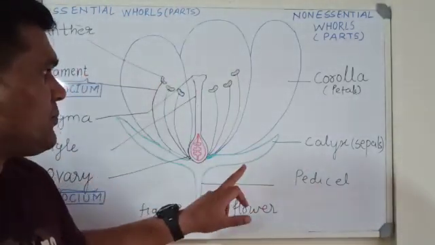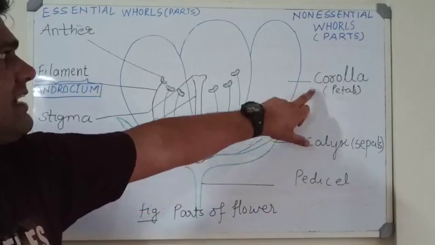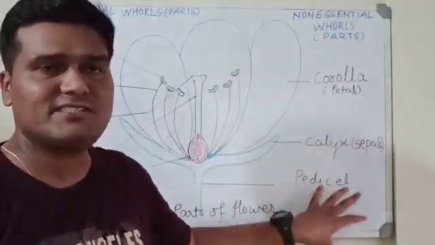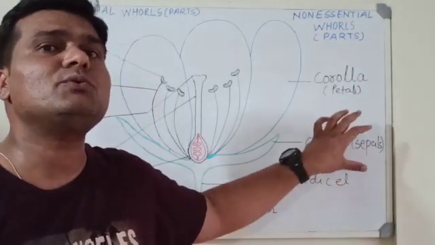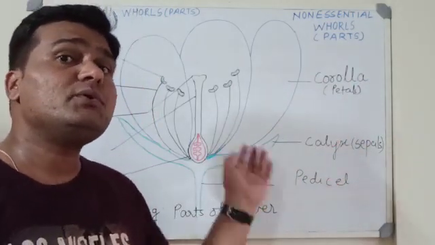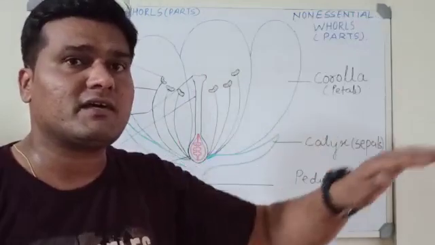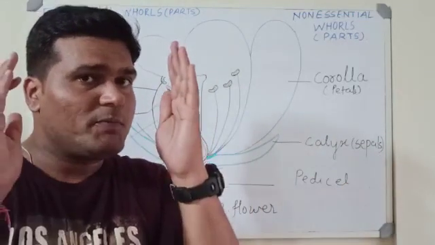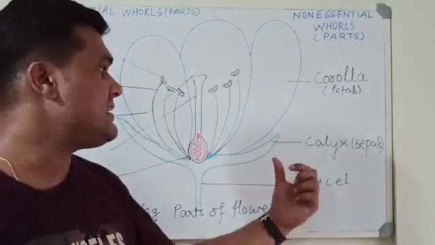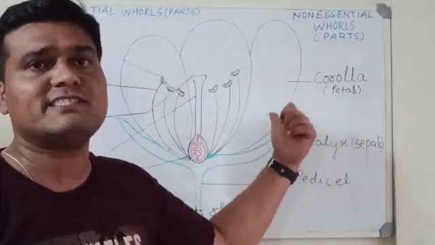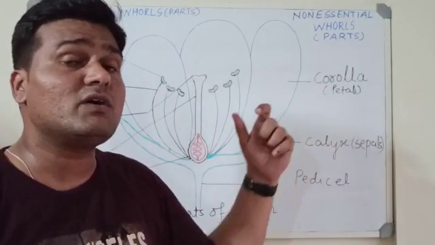So pedicel, calyx and corolla are known as non-essential parts. Why are these known as non-essential parts? Because they don't have any role in the process of reproduction. They give no help to the plant's reproductive process, therefore they are called non-essential parts and the non-essential whorls. Okay, keep this word in mind, whorls.